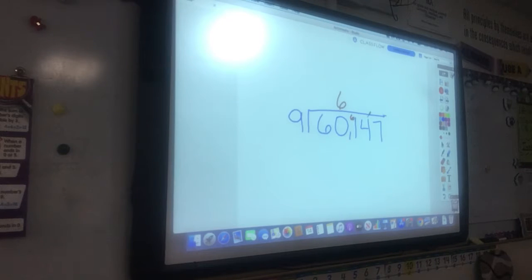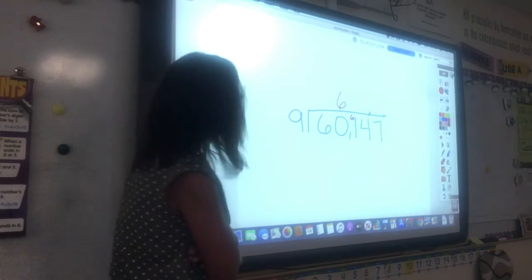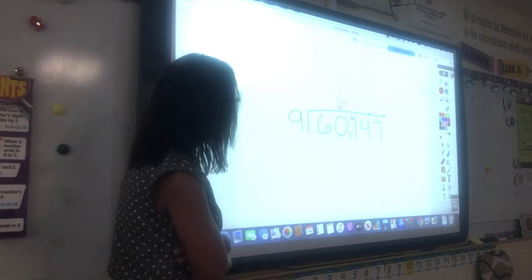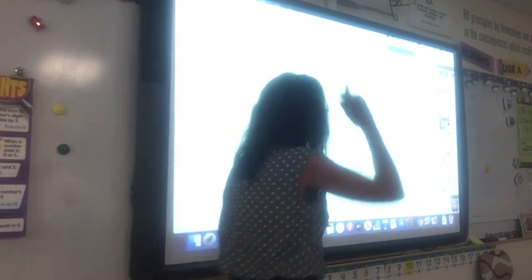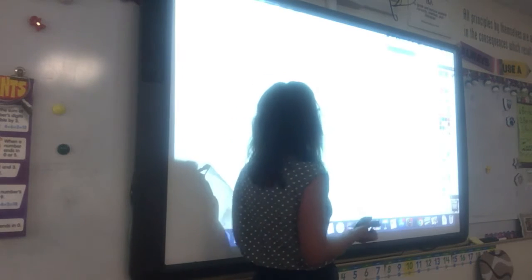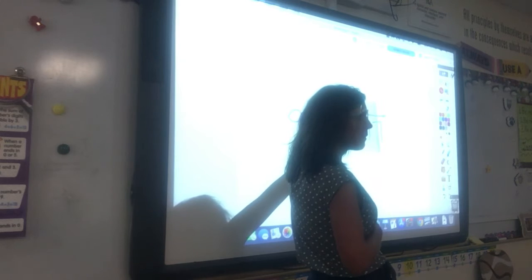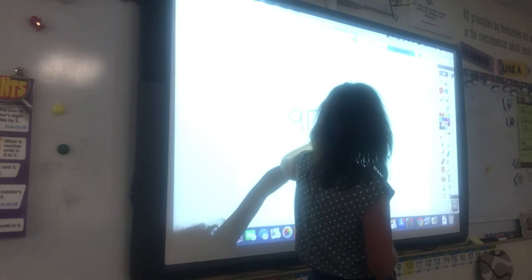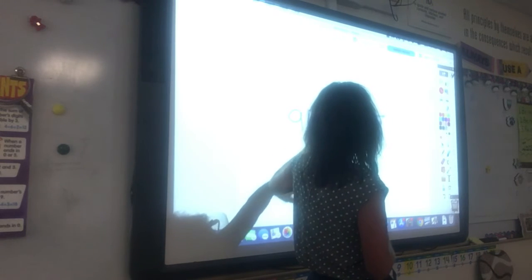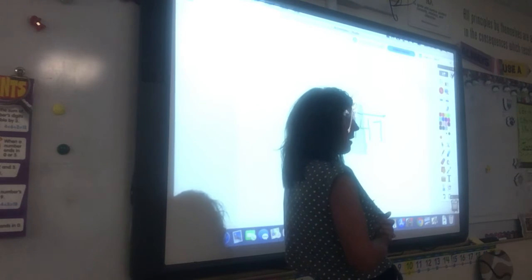Hattie? 54, which is 9 times what? 9 times 6, which is 54. Okay, we just said the difference between 54 and 60 was 6. So what's the difference between 54 and 61? It's just one more. We just said that the difference between 54 and 60 was 6. So what's the difference between 54 and 61?